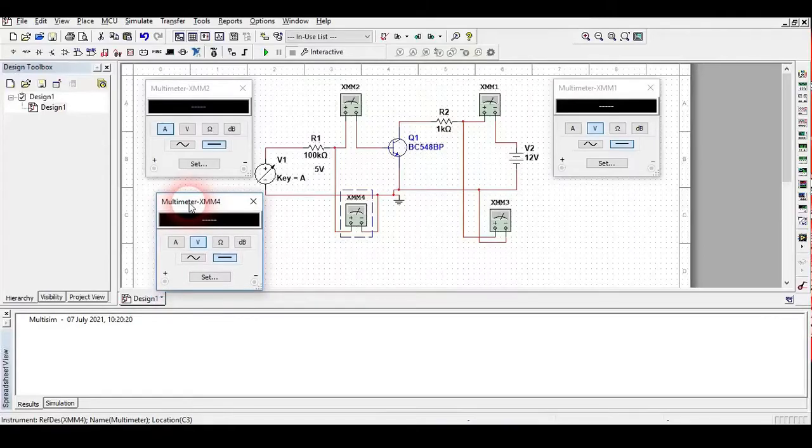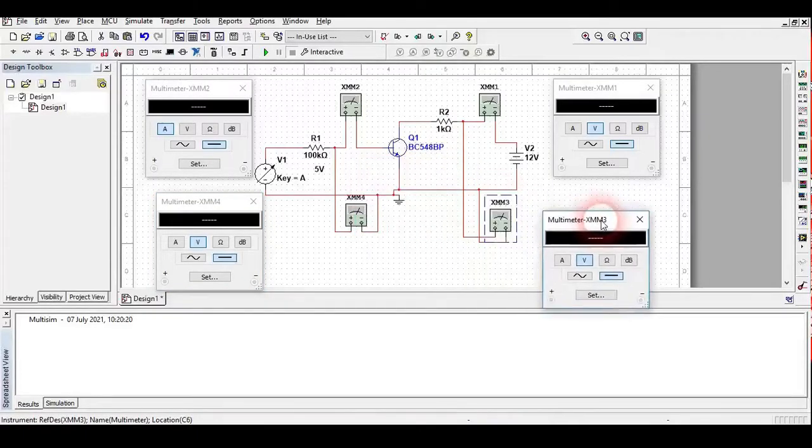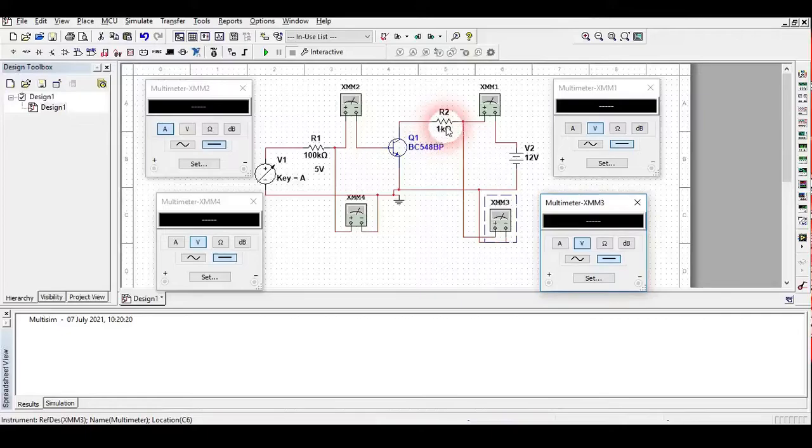From this multimeter I am going to measure the voltage between B and E, so it would be called VBE. And with this multimeter I am going to measure the voltage between C and E, so this would be called VCE. So these are all the components, and my circuit is ready for further purposes.